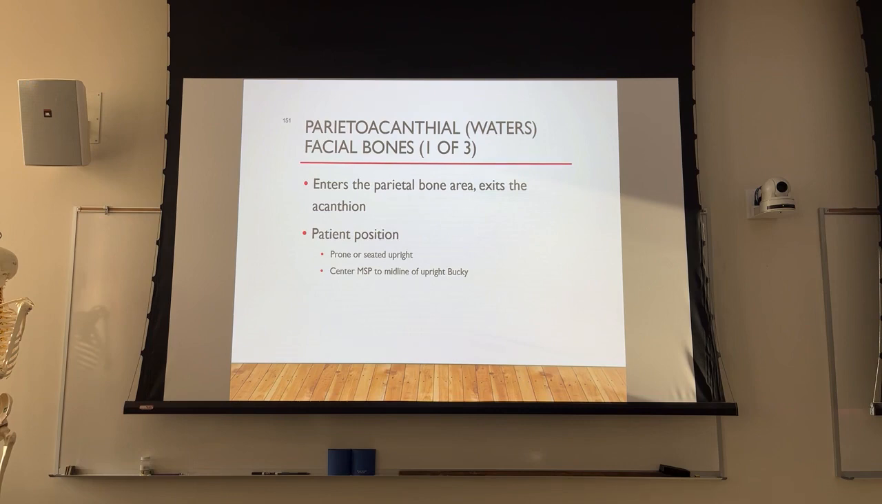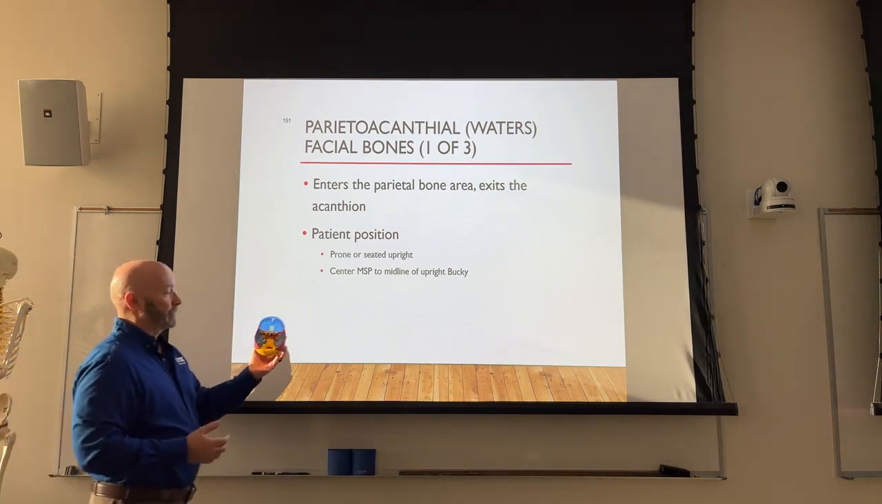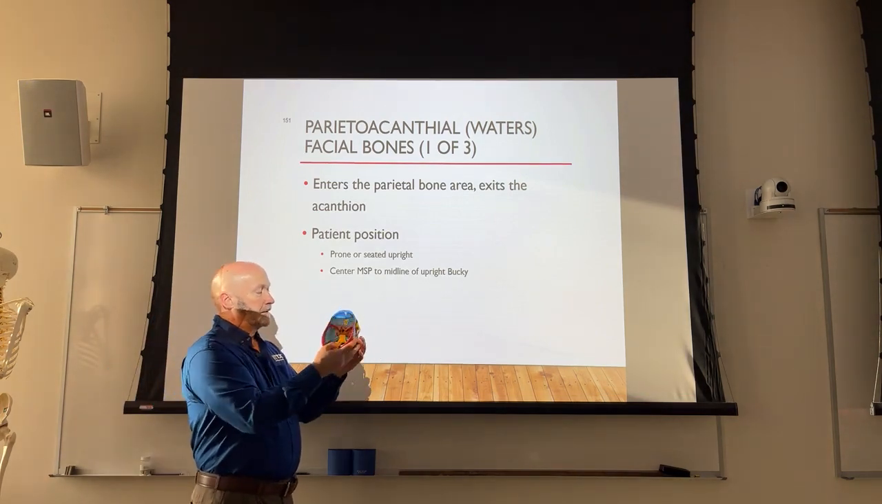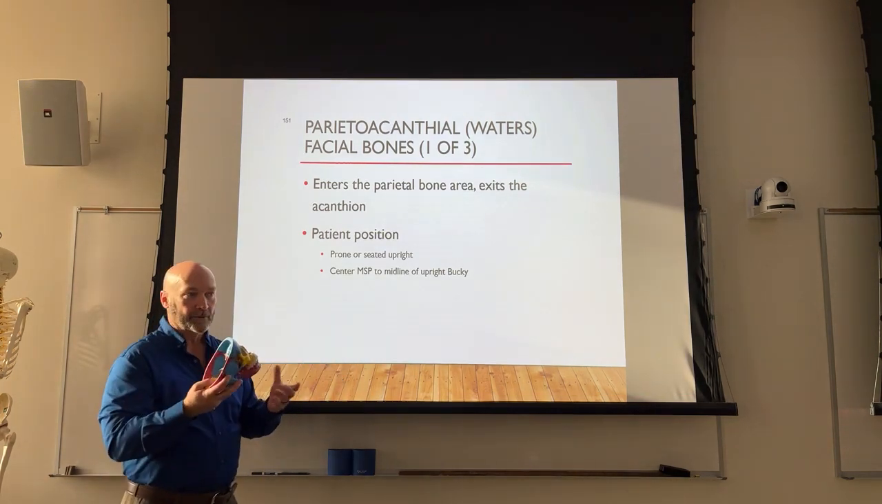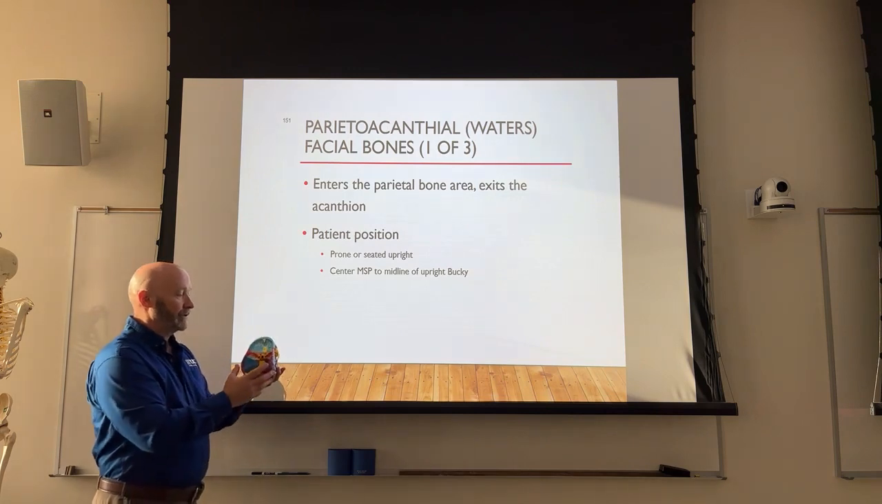Then Waters. So Waters, we're going to look at over and over this semester as well. But the original Waters is what we refer to as a parietoacanthial projection. So our central ray is going to come through the vertex of the skull and exit at the acanthion. That's the projection, parietoacanthial projection.